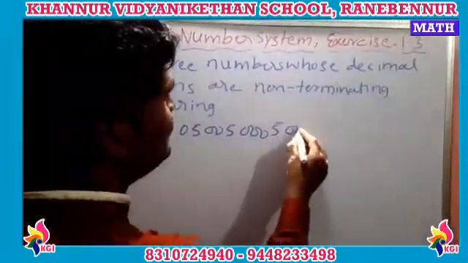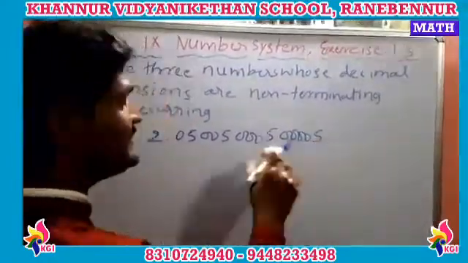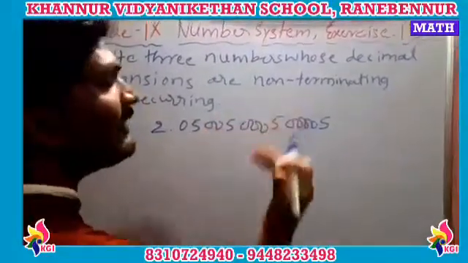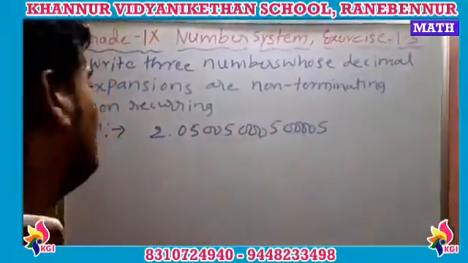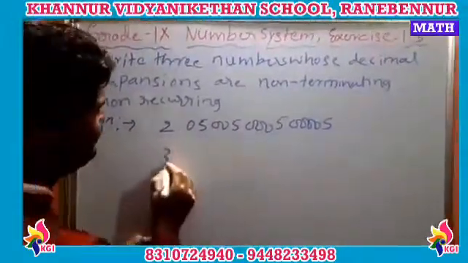2.05005 and 00005. If it is the same pattern repeating, then it is recurring; if it is not the same, then it is non-recurring. So that is one example I wrote. If I want to write one more example, I can take anything.